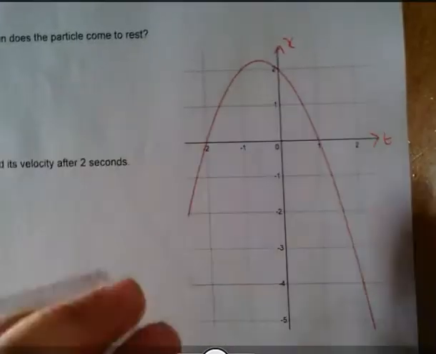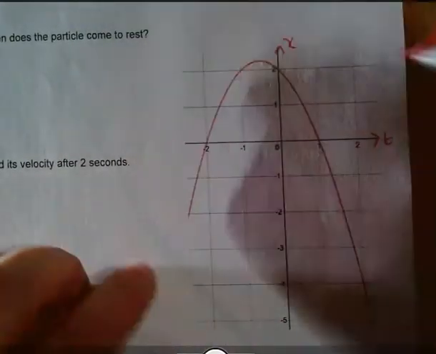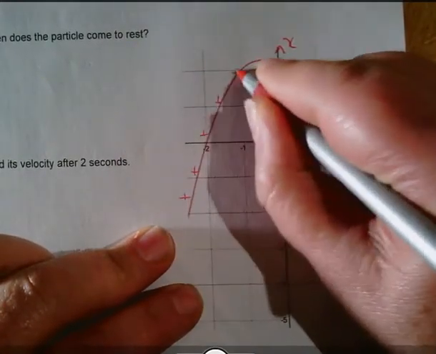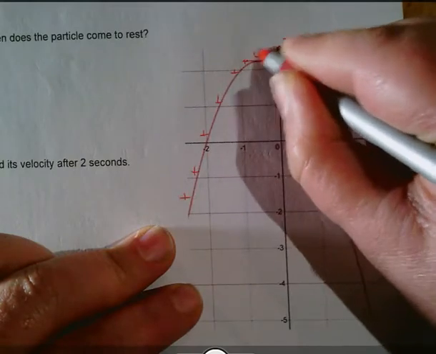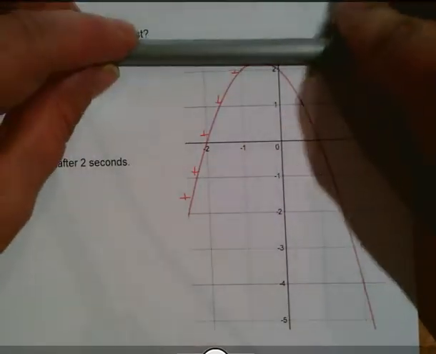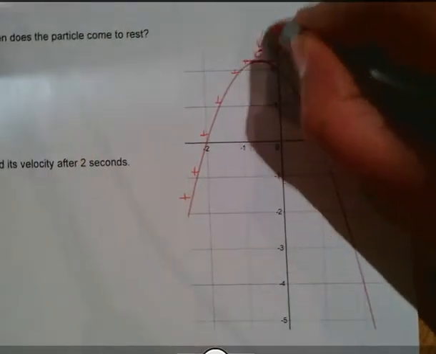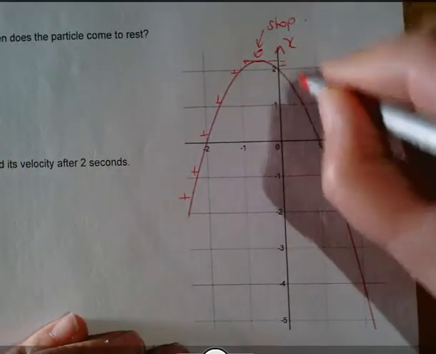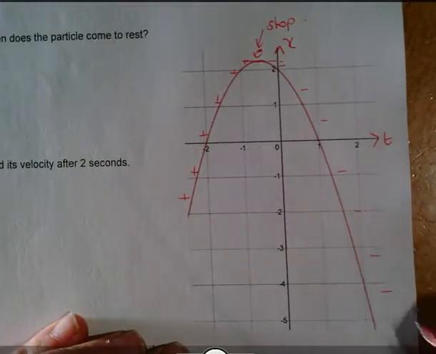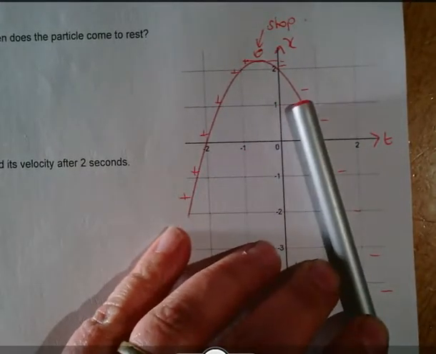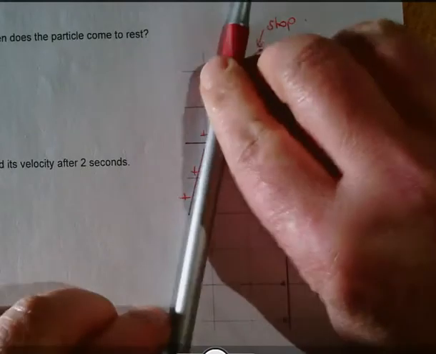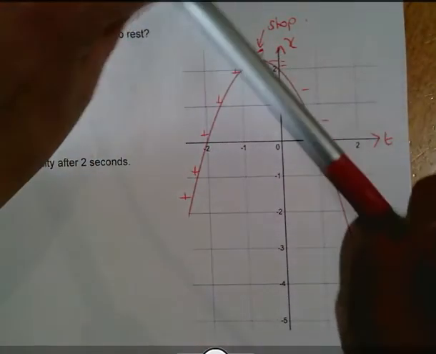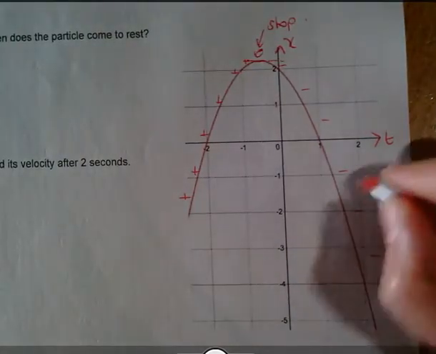So the gradient of the graph is the velocity. So my gradient's positive, so I've got positive velocity. And my gradient here is 0, so I've got 0 velocity, so I've stopped. I must stop here. And then gradient's negative, I've got negative velocity. And where it's quite negative, quite steep, it's going faster. So it's faster here, and then it's slowing down, and then it stops, and then it turns around and travels towards the left. Okay?